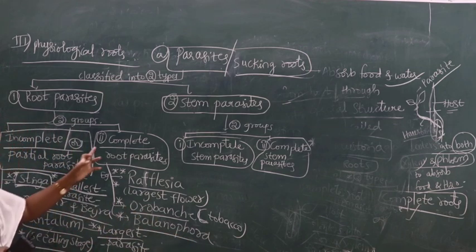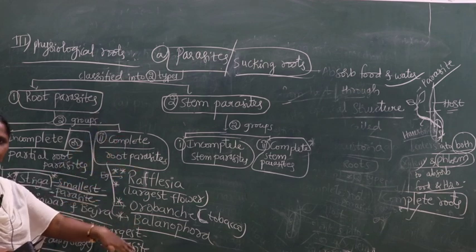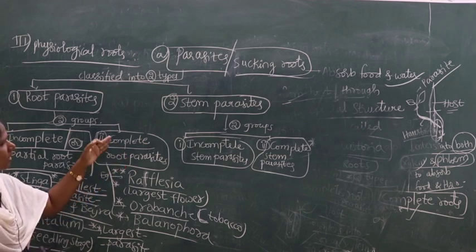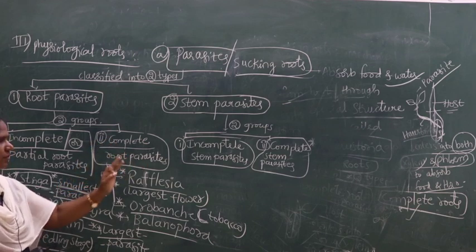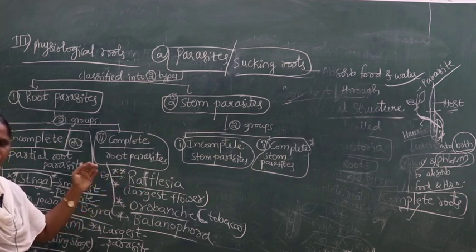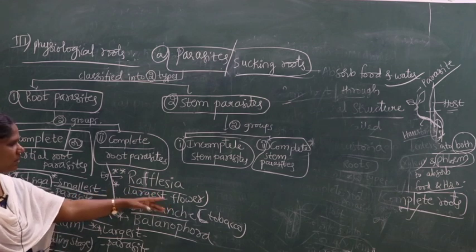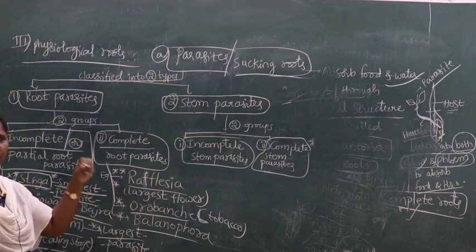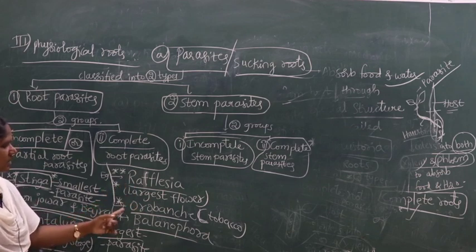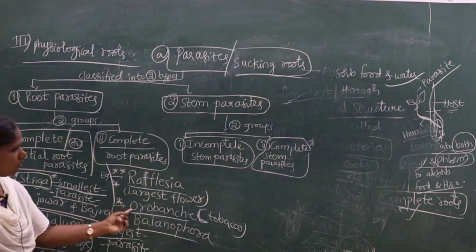I repeat again, complete root parasite means haustoria enter into both xylem and phloem for absorption of water and food. That's why it's called complete root parasite. So for this, the example is Rafflesia. Why did I keep three star marks again? What is the question expected on this? Largest flower. What is the largest flower? Rafflesia. Rafflesia is the largest flower. Remember, very important. Other examples are Orobanche. I repeat the pronunciation, listen.